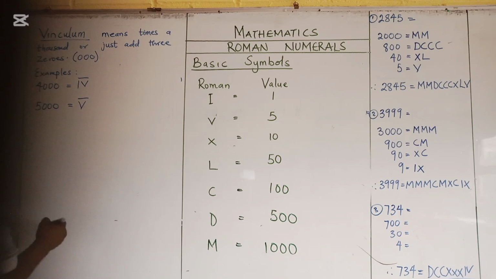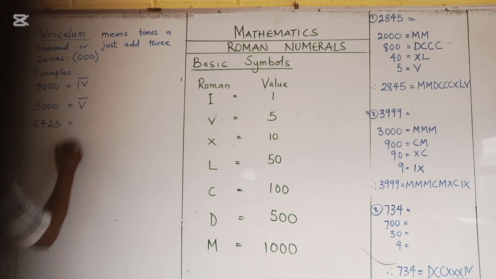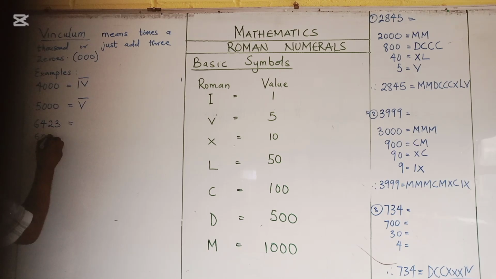Let's now look at this one now. If I want to write, let me say 6,423. 6,423. Let me get my place value. This is 6,000, right? This one is what? 400. This is 20, and this is 3. So this is 6,000. So all I see that I've seen this 1,000 there, that is the introduction of vinculum.